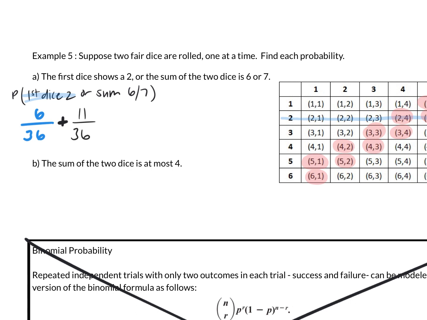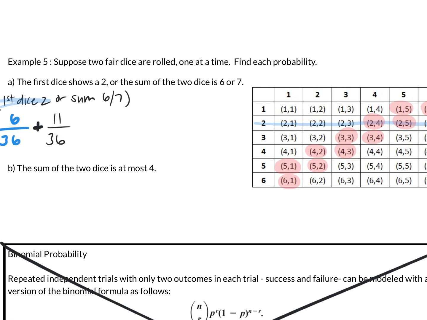But if I have an "or" kind of probability, I have to subtract the overlap. How many are overlapped here? 2. There's 2 of them that are overlapped, right? These 2 options right here, 2 and 4 and 2 and 5, are overlapped. So I don't want to count them twice, so I need to subtract 2 out of 36, so I only count them one time. Okay? Simplify this out. 6 plus 11 gives me 17, minus 2 is 15 out of 36.